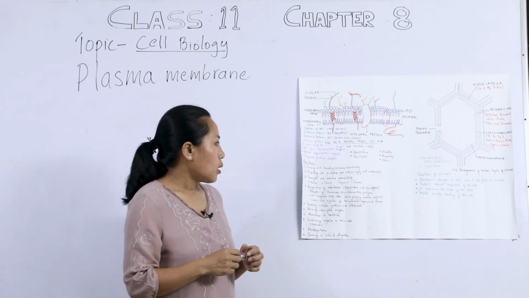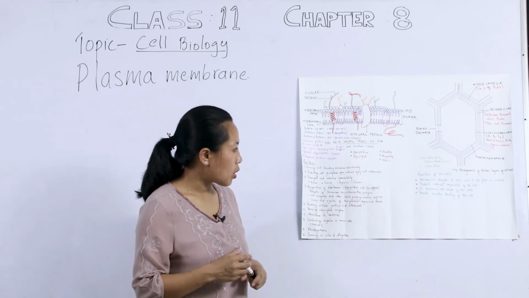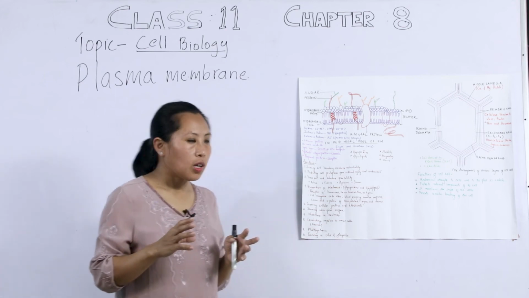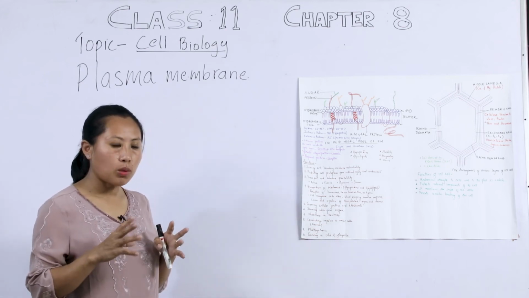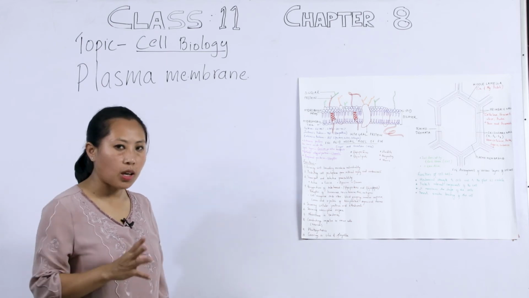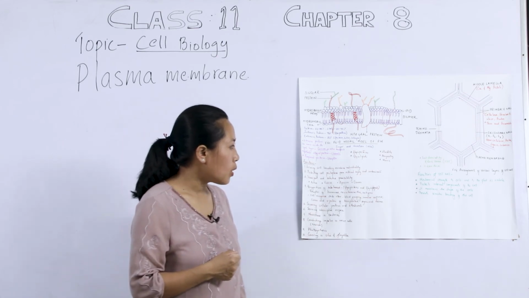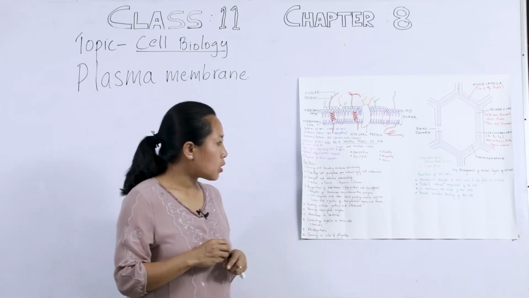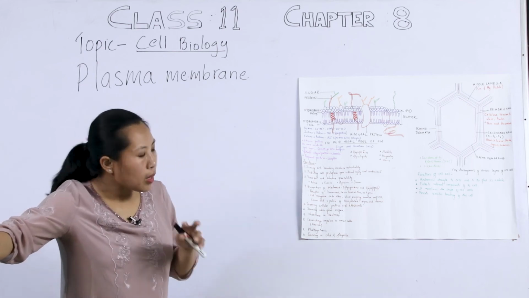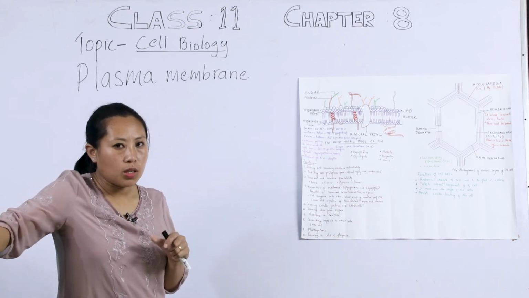One function of the cell wall is that it provides mechanical strength to the cells and to the plant as a whole. The cell wall is rigid, and as such, it provides mechanical strength to the cell and to the plant as a whole. Then it protects the internal components of the cell. Being the outermost covering, it protects the internal components of the cell.